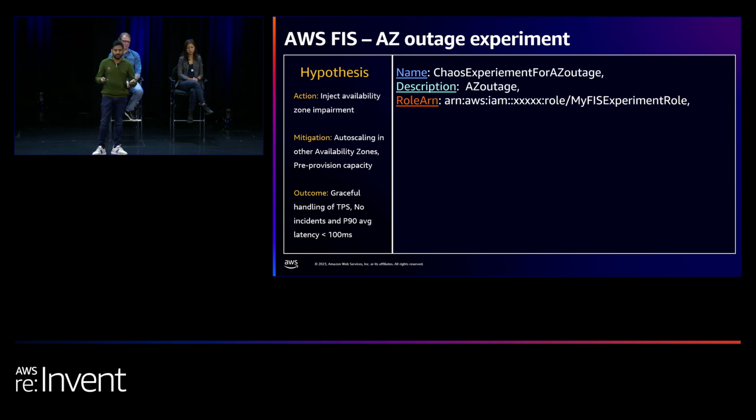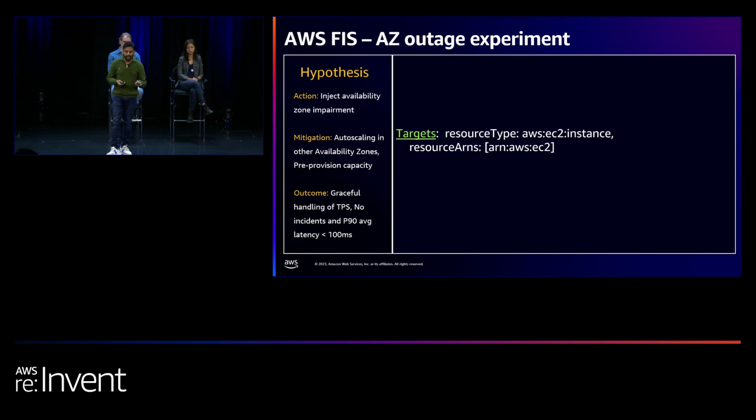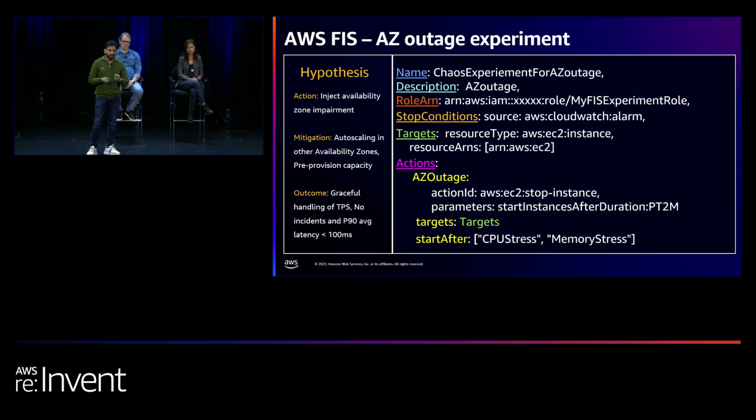As stated earlier, the experiment starts with role, description and ARN, and the stop condition is again the CloudWatch alarm here, and the targets are your EC2 instances. And the action over here is we are trying to stop a set of EC2 instances related to a specific availability zone. The beauty of using AWS FIS experiments is you get to have the entire experiments conducted either in series or in parallel. Here, the CPU stress and memory stress experiments are going to start first, and this chaos experiment of availability zone outage is going to start after the CPU and memory stress.